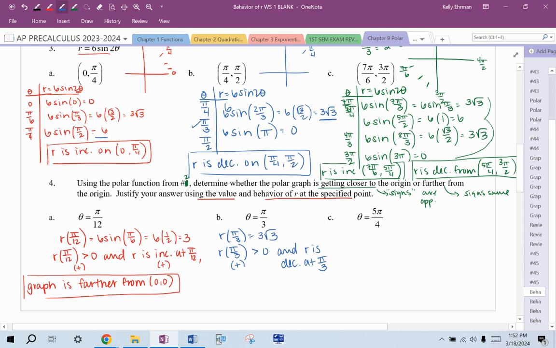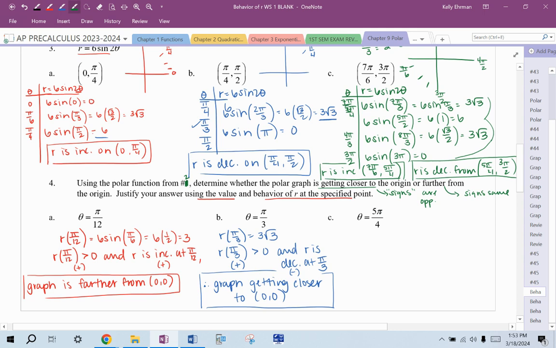So positive r value, but negative behavior, I should say, like direction, decreasing. So therefore, the graph or the curve, r, is getting closer to 0, 0. Again, I think of getting closer to 0, 0 as like slowing down. You're going forward, but you're hitting the brakes, versus going forward and hitting the acceleration.